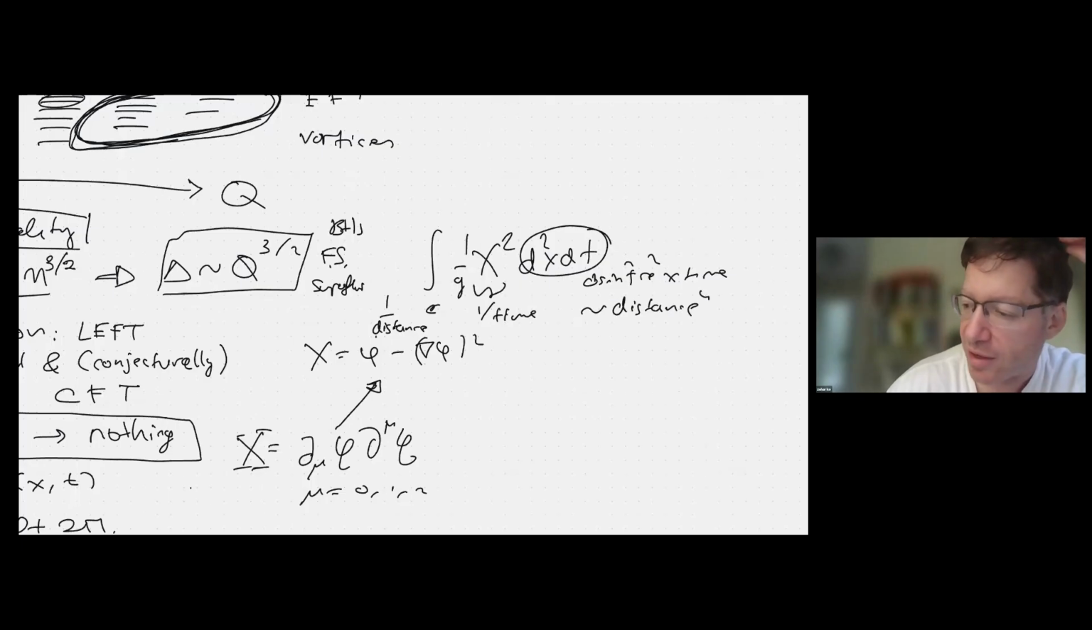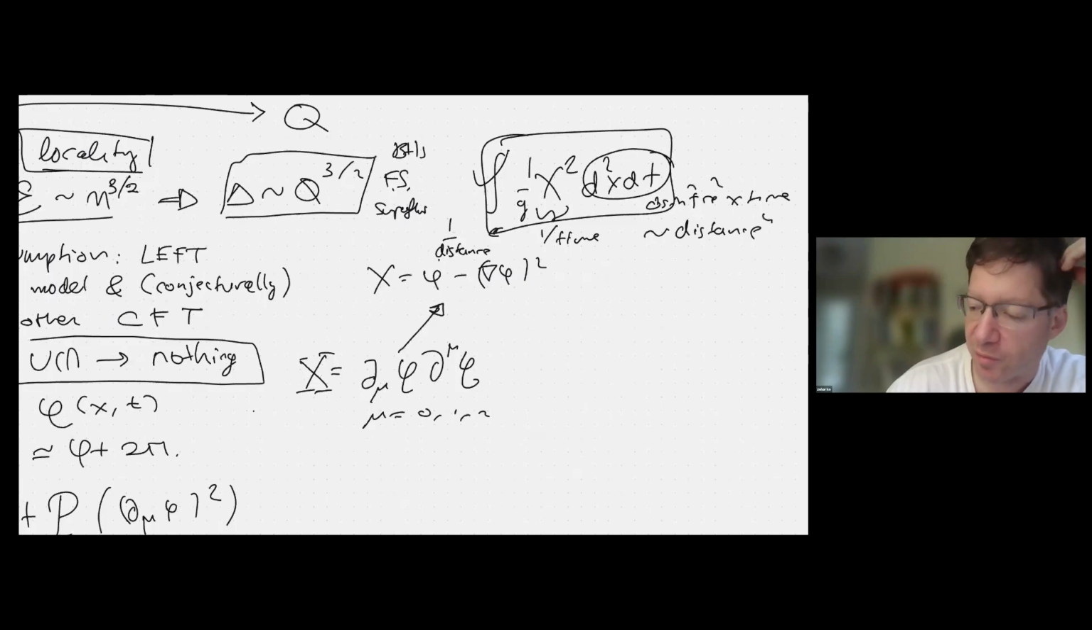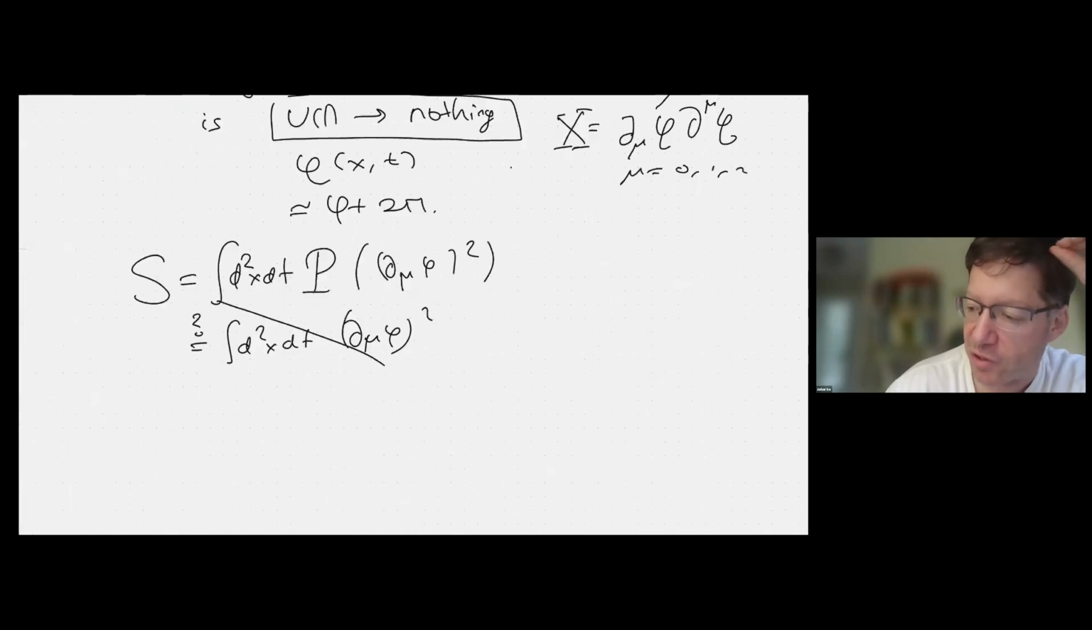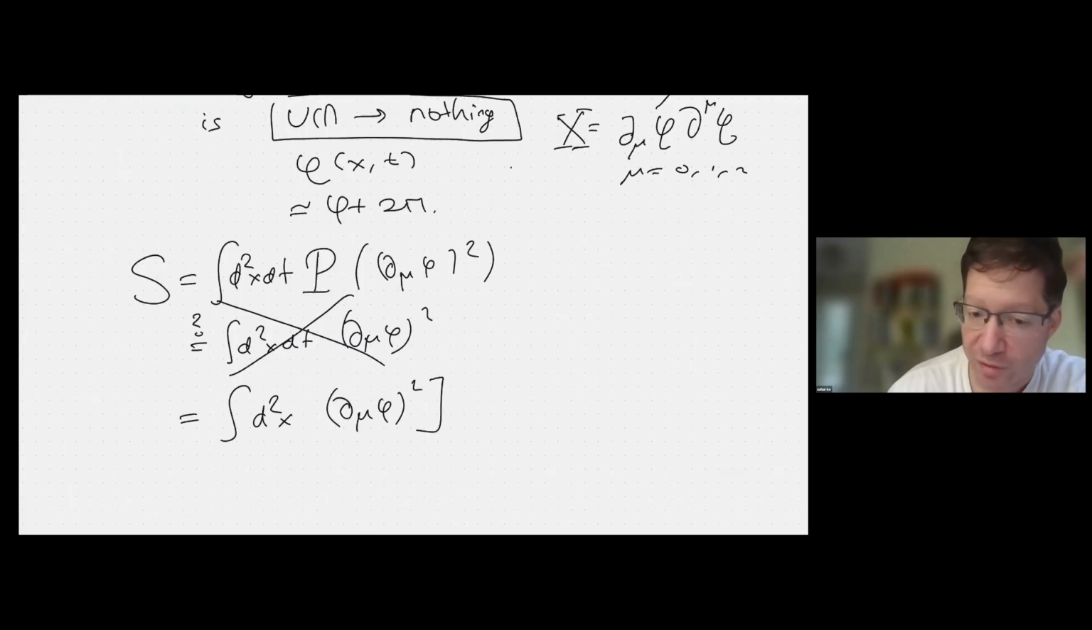You can check it later. But this doesn't make sense from dimensional analysis, because phi is dimensionless. Grad has dimensions of 1 over distance. So it doesn't make sense. Can somebody suggest an action made out of grad phi squared that does make sense? Now this I do want the audience to respond. What should I put here for this to make sense dimensionally?